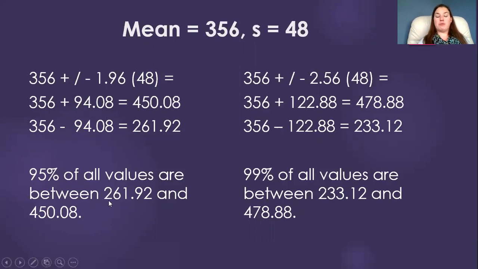So we know 95% of all values fall between this range of 261 and 450, or we're 95% confident that the population mean is in this range. Same idea for the 99% interval, we have now just the 2.56 instead of 1.96. So 2.56 times 48 is 122.88. 356 plus that gives us the high end. 356 minus the 122 gives us the low end. 99% of all values are between 233 and 478.